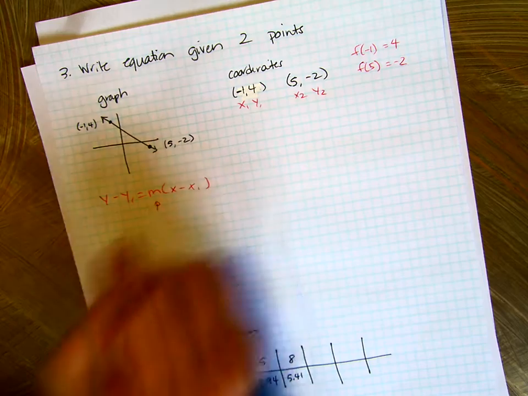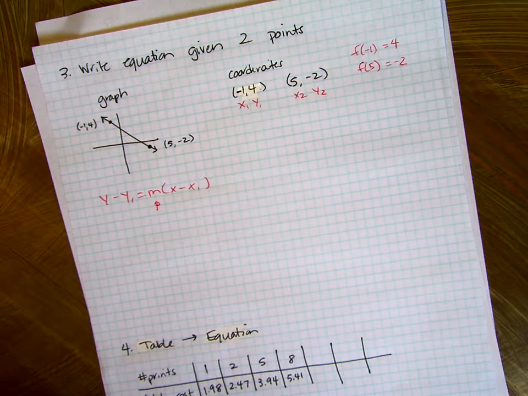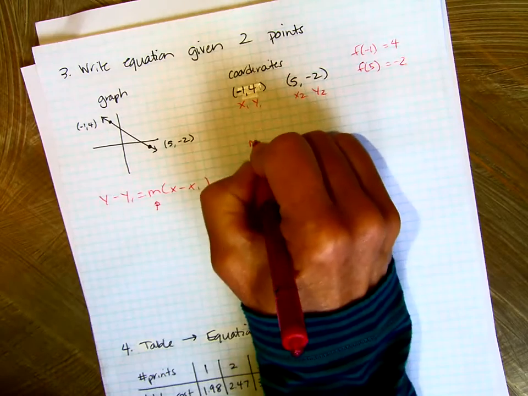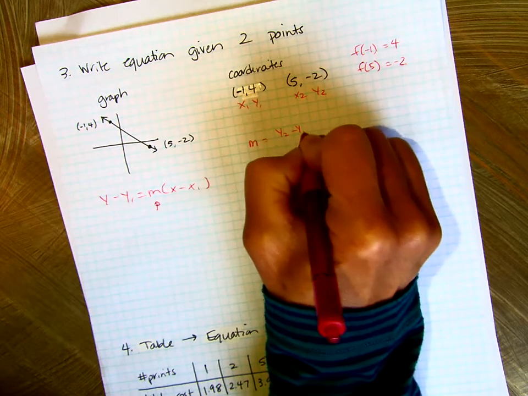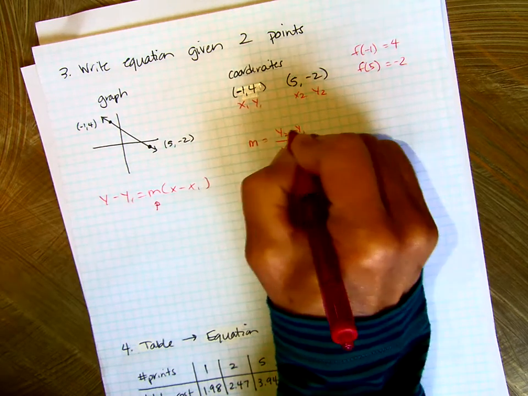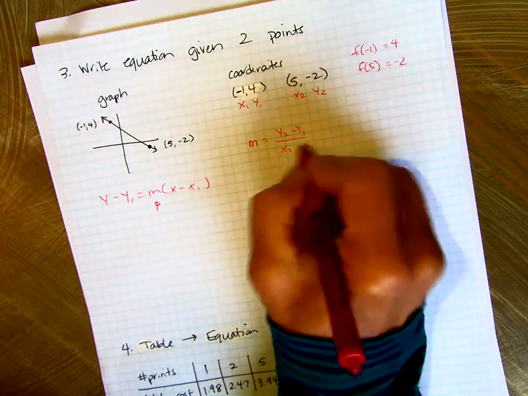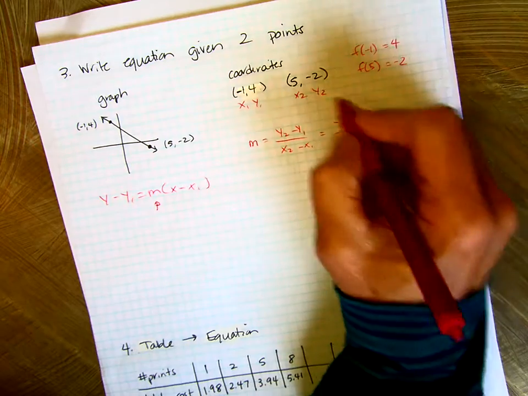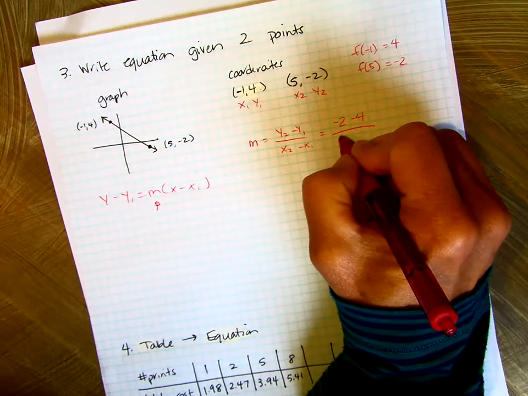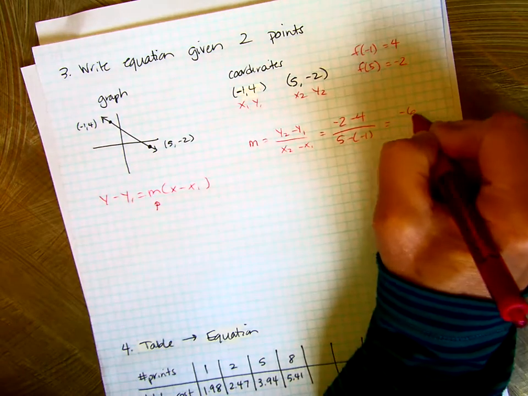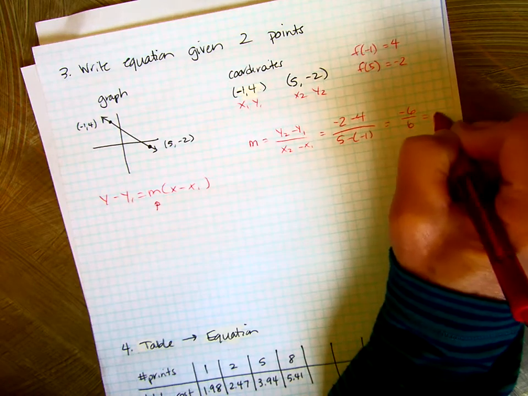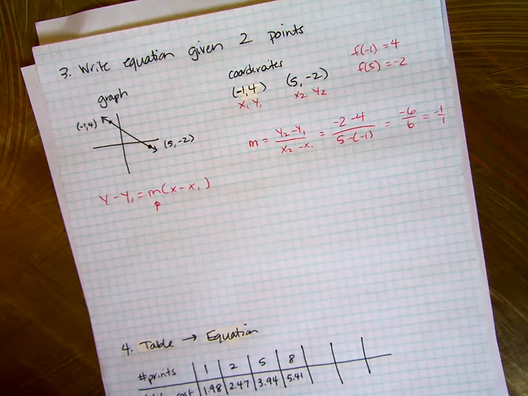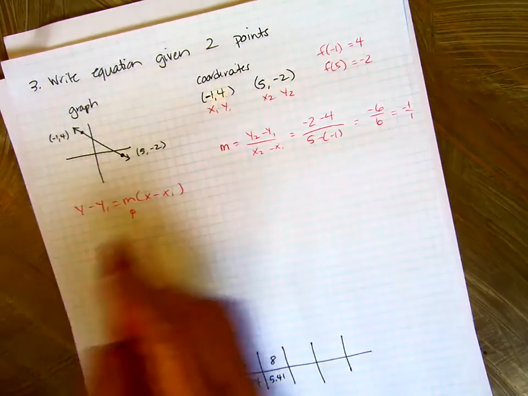So the trick here is that I actually have to calculate my slope this time around. So m is rise over run, the change in y over the change in x. So I have a -2 minus a 4 over a 5 minus a -1. So that gives me a -6 over 6, which is -1 over 1. That's a nice slope to work with.